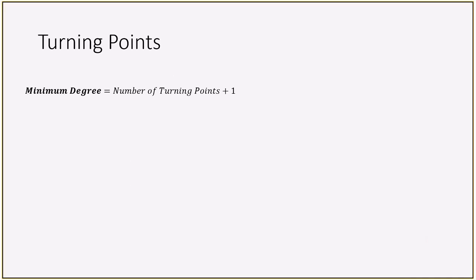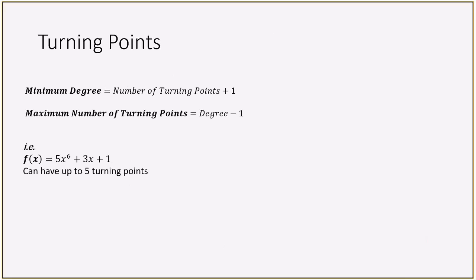So a turning point on a graph is exactly what you would think it would be. If you start to draw and let's say you're going up and then you move down, that's a turning point. You're going down and then you have to move up, that's a turning point. And a cute relationship between degrees and turning points is that your minimum degree is always equal to your number of turning points plus 1. And we can flip this idea. Your maximum number of turning points has to be equal to your degree minus 1.